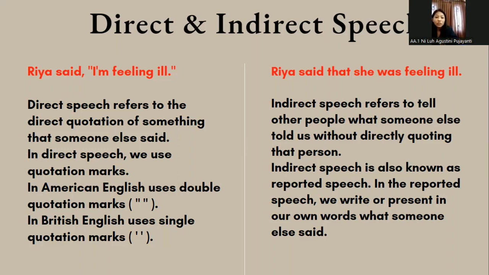The second way is indirect speech. So the sentence will be, Ria said that she was feeling ill. When we tell other people what someone else told us without directly quoting that person, it's called indirect speech. Indirect speech is also known as reported speech.